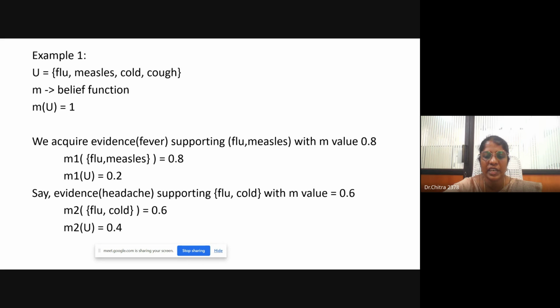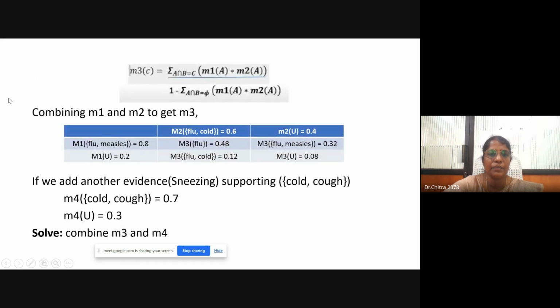We are going to generate another hypothesis. This is the formula used to find it: the intersection of A and B equals M1 of A times M2 of B, divided by 1 minus the summation of M1 of A times M2 of B. We are going to calculate the possibility of M3 of C. For combining M1 and M2, we are going to form this confidence table.